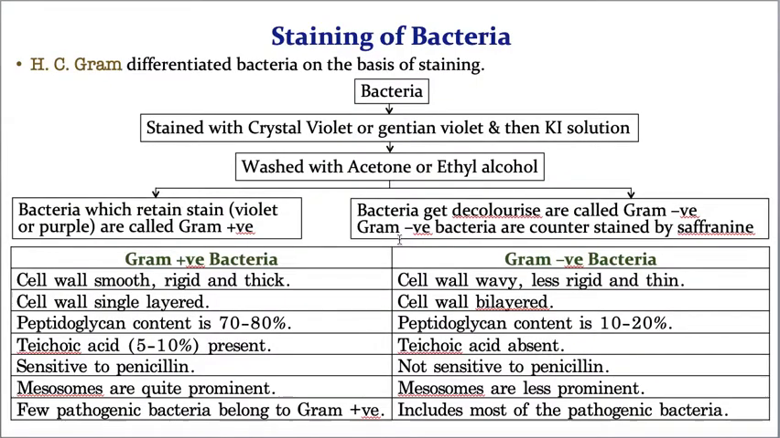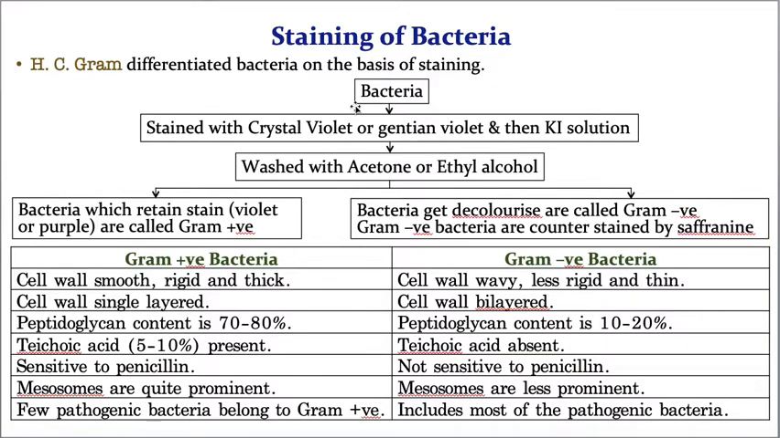Now there is a scientist, his name is Gram. That's why they are called Gram bacteria. He discovered it, and he gave his name to that bacteria. Based on the staining property, he differentiated eubacteria into two groups. What are they? Gram positive bacteria and gram negative bacteria. What does it mean? We will understand it clearly.